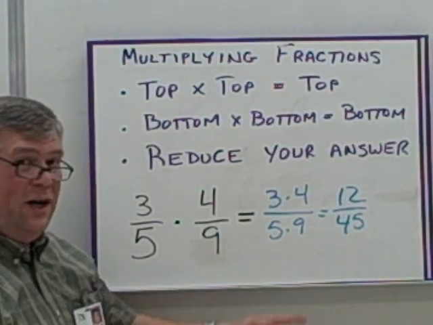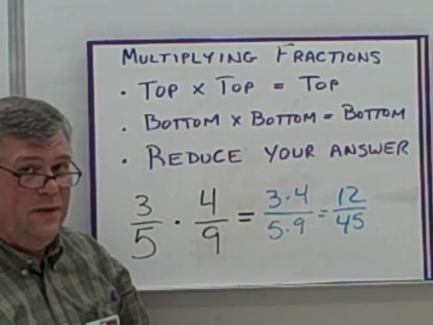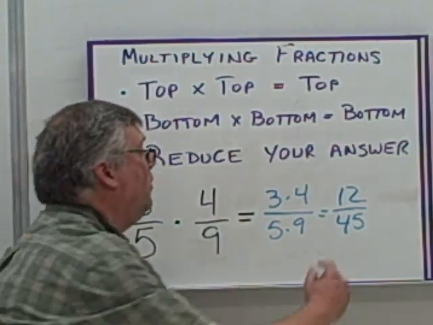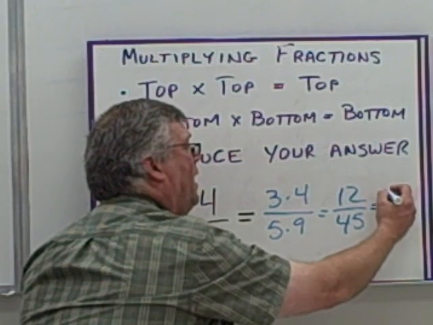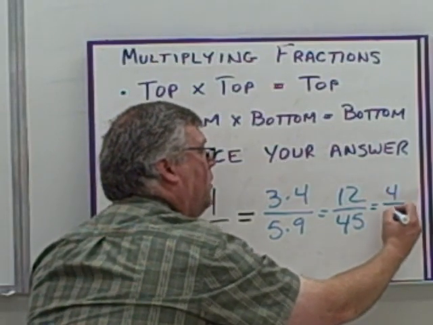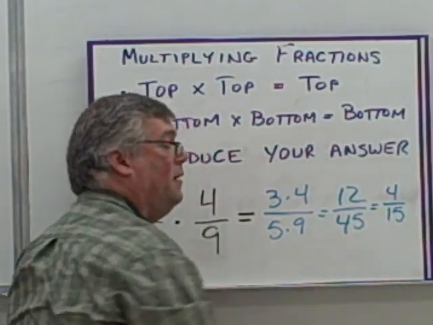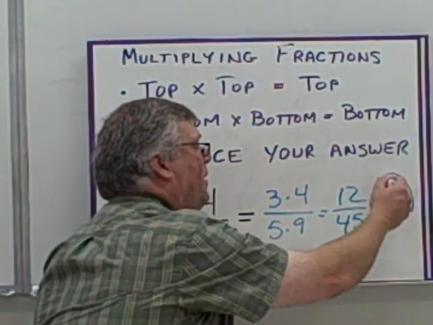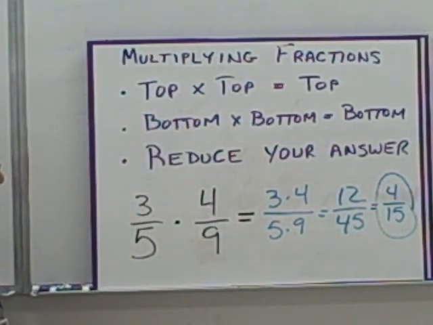So I've got to ask myself, is there a common factor between these two numbers? Well, both of them are divisible by 3. So I'm going to divide them both by 3, and that's going to give me 4 over 15. Can that be reduced any further? No. So that would be my final answer, and I would box or circle it.